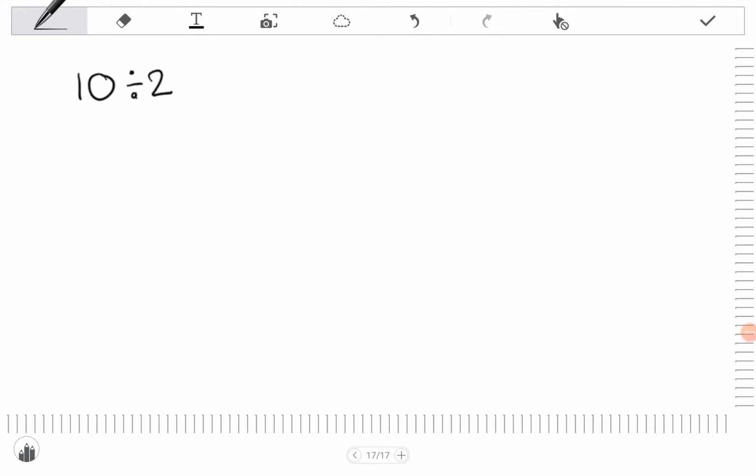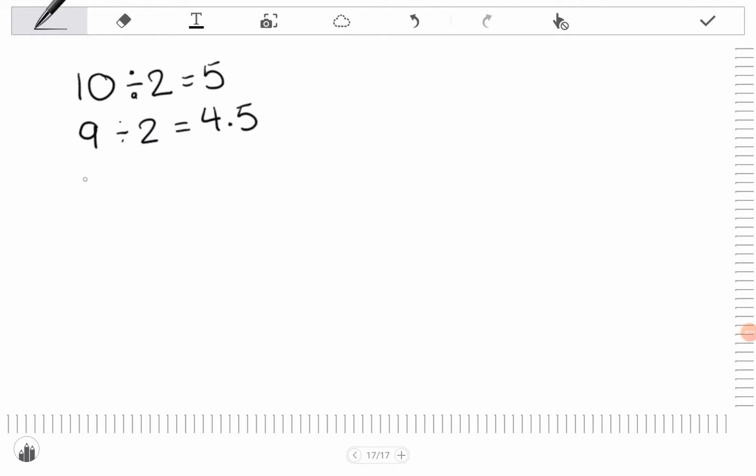10 divided by 2 is equal to 5. We already know how to divide two whole numbers with the result as a decimal, like this one. And now we're going to learn how to divide a decimal number into a whole number.